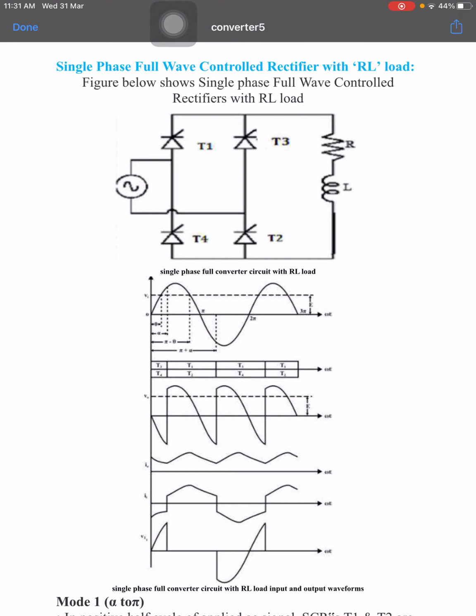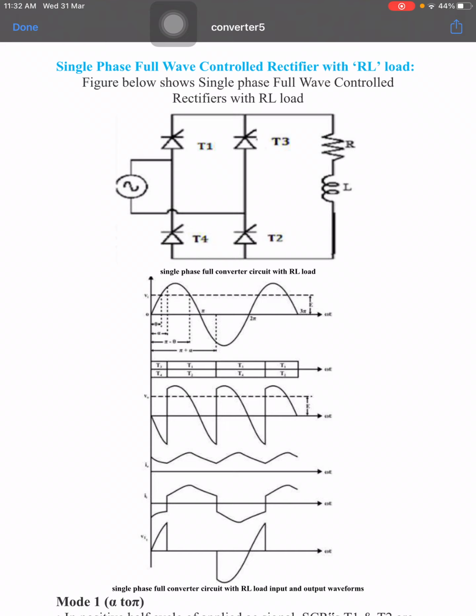The mode 1 operation is alpha to pi, mode 2 operation is pi to pi plus alpha, mode 3 operation is pi plus alpha to 2 pi, mode 4 operation is 2 pi to 2 pi plus alpha. In the mode 2 operation, the load acts as a source. The stored energy in the inductor is returned back to the AC supply because of the thyristor.